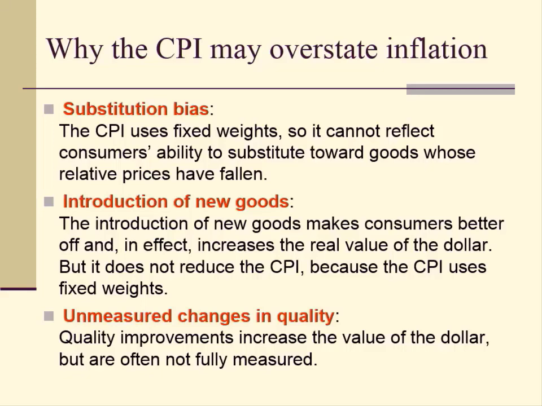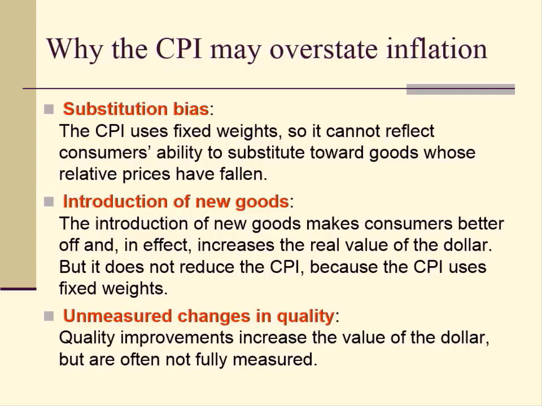And second is the introduction of new goods bias, also known as new product bias. That is, the introduction of new goods makes consumers better off and in effect increases the real value of the dollar. But it does not reduce the CPI because the CPI uses fixed weights. That is, the value of greater variety is not reflected.